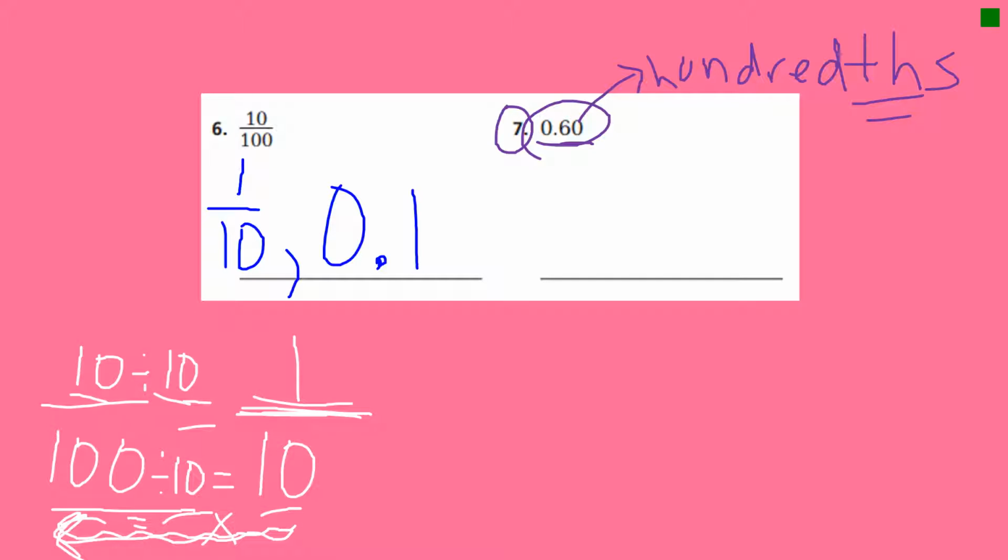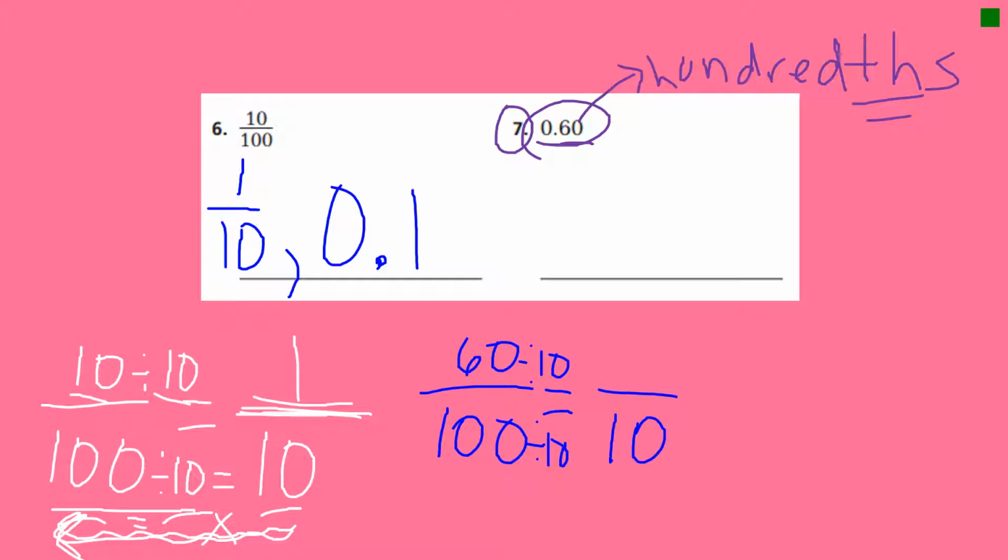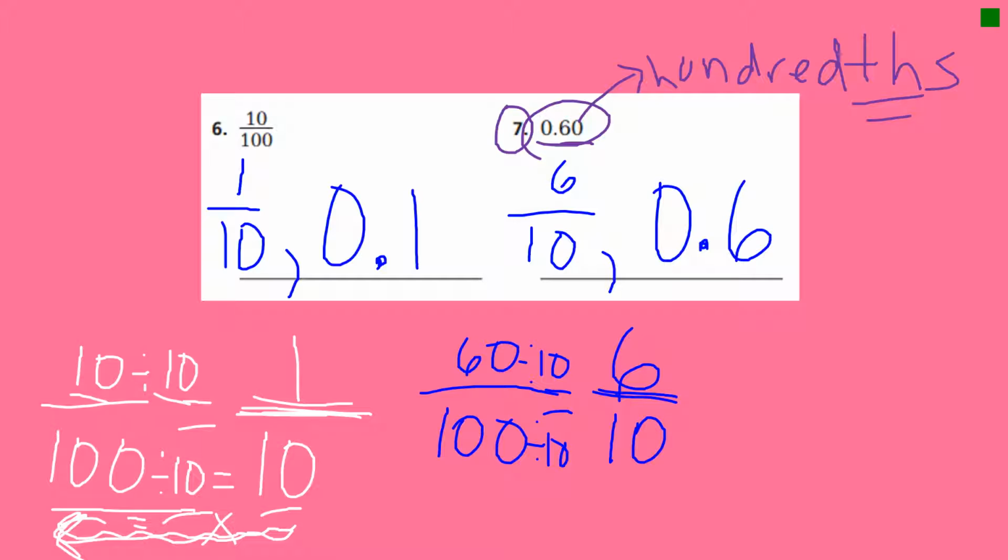Okay, so let's go down here. 60 hundredths is equivalent to how many tenths? Well, I'm going to divide by 10 again. I'm going to divide by 10, divide by 10. Okay, what times 10 is 60? So 60 divided by 10 is 6. So we have 6 tenths. And to write that as a decimal, 0 and 6 tenths.